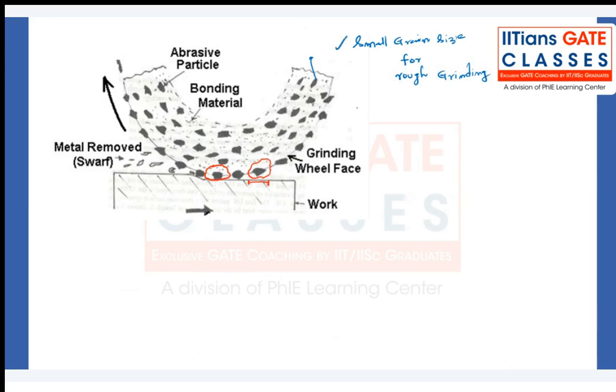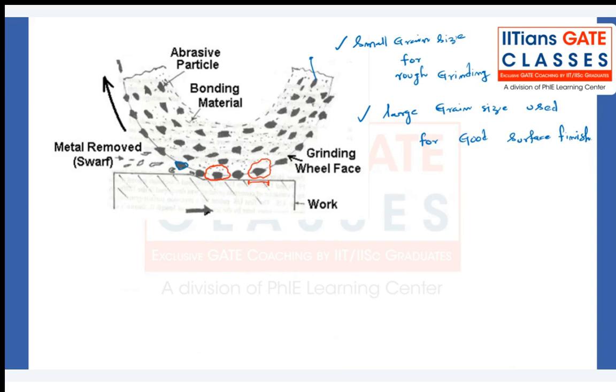Next, this is a one statement. Next, the second one is large grain size. Large grain size is used for good surface finish. All right, guys, let me know, sir: if it is a small one, then rough grinding; if it is a large one, grain size.